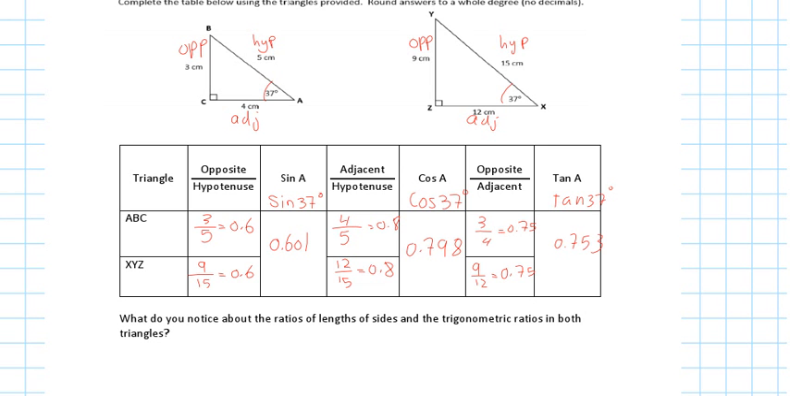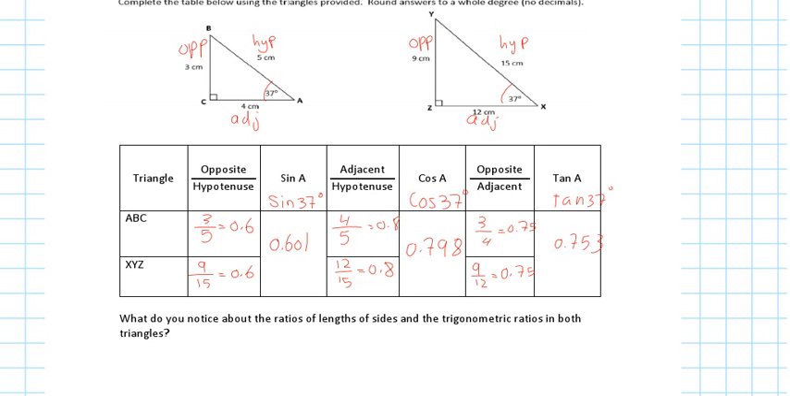Okay? Now, how about adjacent over the hypotenuse? If I did adjacent over the hypotenuse, it turned out to be like what? 0.8, which is similar to cosine 37. And then when I did the opposite over the adjacent, it turned out to be the same as tan of 37. Now, is this going to happen all the time if I have similar triangles?